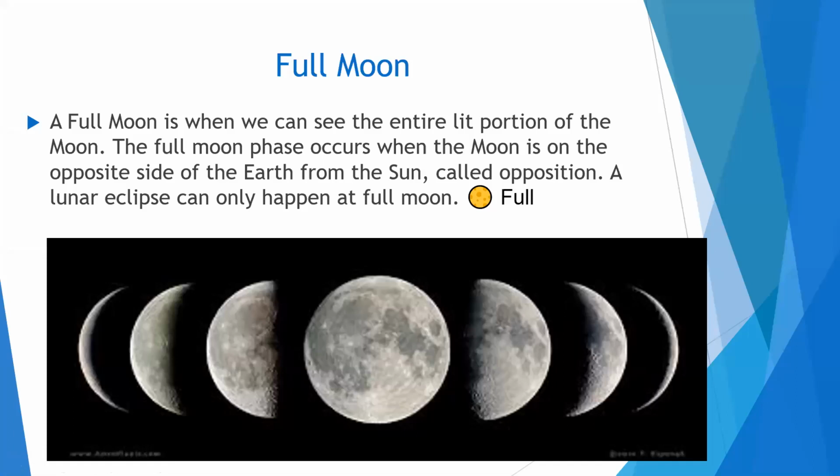So then we have a full moon. A full moon is when we can see the entire lit portion of the moon. The full moon phase occurs when the moon is on the opposite side of the earth from the sun, also called opposition. A lunar eclipse can only happen at full moons.